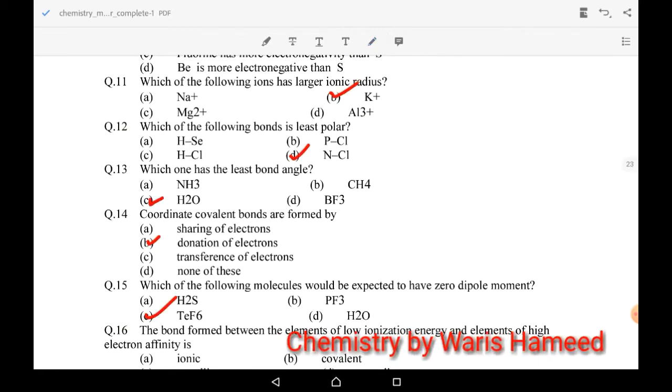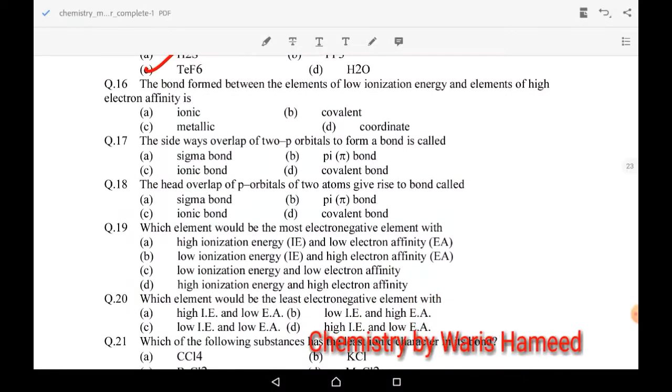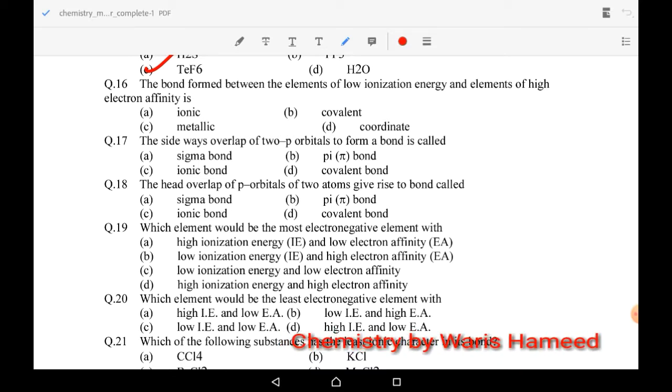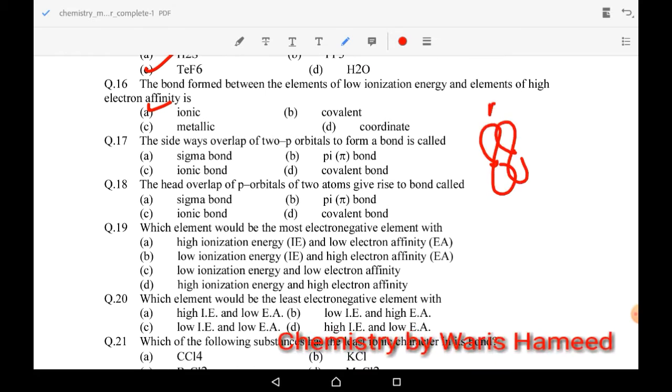Next MCQ. The bond formed between an element of low ionization energy and an element of high electron affinity will be an ionic bond. The sideways overlap of two p orbitals to form a bond: if two p orbitals overlap sideways, then it will be a pi bond.